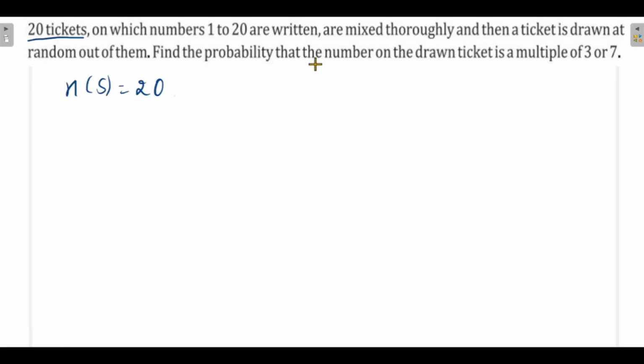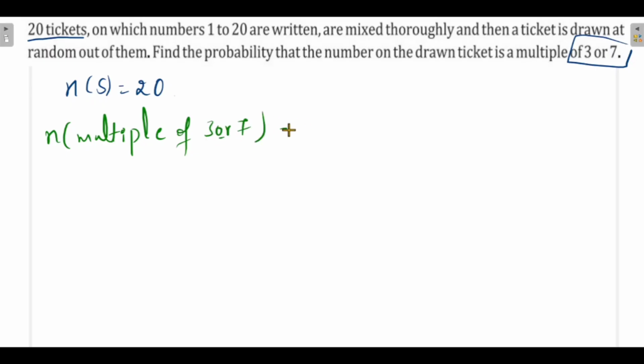Find the probability that the number on the drawn ticket is a multiple of 3 or 7. It is very very important. Multiple of 3 or 7. That means we have to find n of E, where the event E is a multiple of 3 or 7, between 1 to 20.